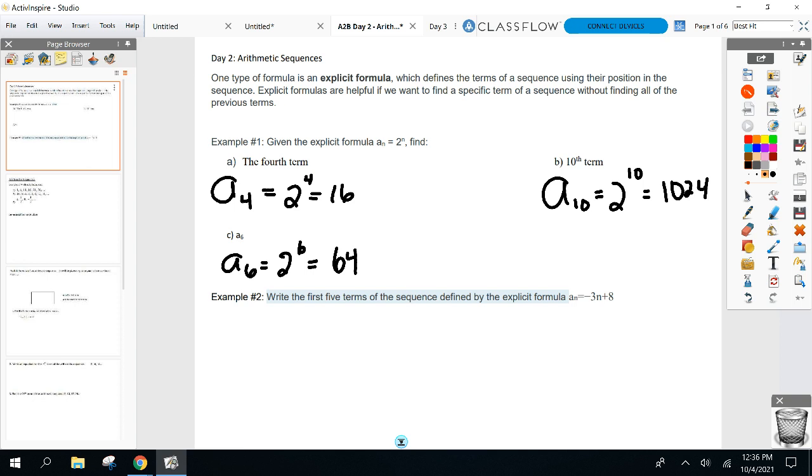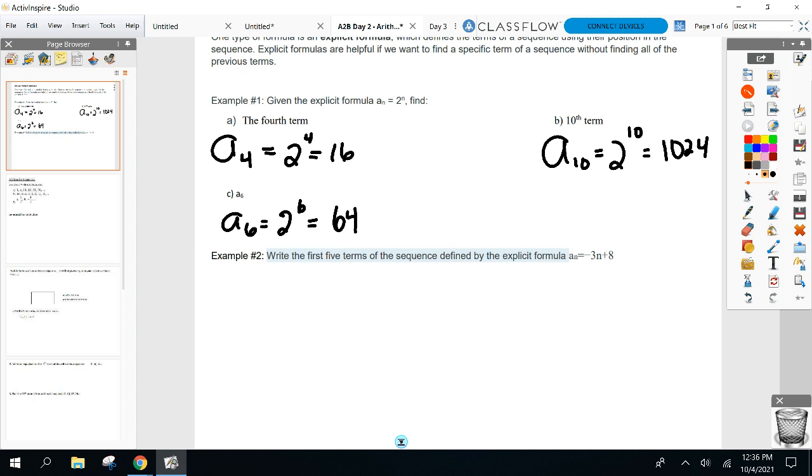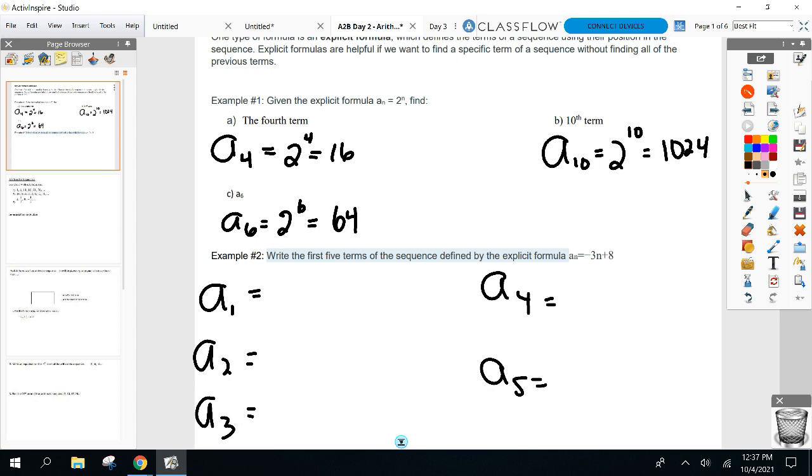All right, I'll give you about a minute and a half right now to do example 2. Write the first 5 terms of this sequence if I give you this explicit formula. Yes, Molly? Can I borrow a calculator? Sure, I think I only have one on me. So 1, 2, 3, 4, and 5. You should not be doing anything with the previous term. Explicit, you plug in the term you want and find it.